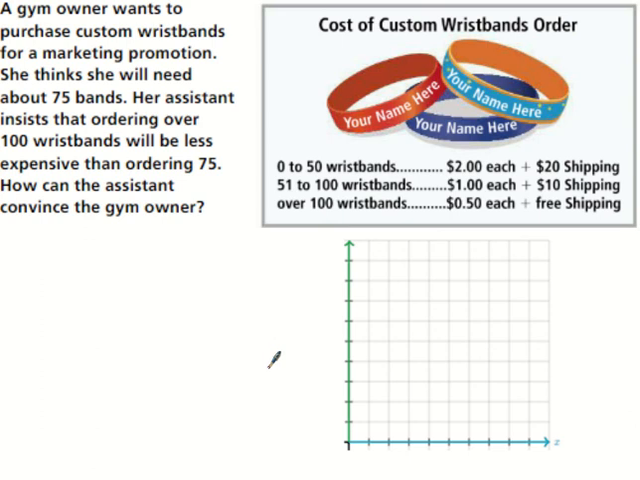You guys ready for a story problem? So a gym owner wants to purchase custom wristbands for marketing promotion. She thinks she will need about 75 bands. Her assistant insists that ordering over 100 bands will be less expensive than ordering 75. How can the assistant convince the gym owner? So here's our piecewise. These are our functions. These are their parameters. So from 0 to 50, it's this $2 plus $25 for shipping.